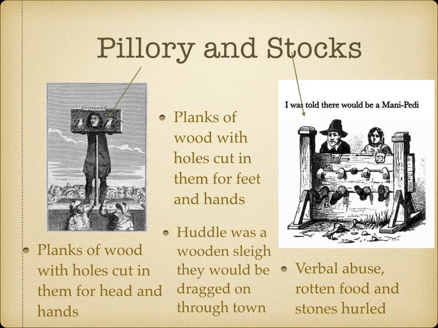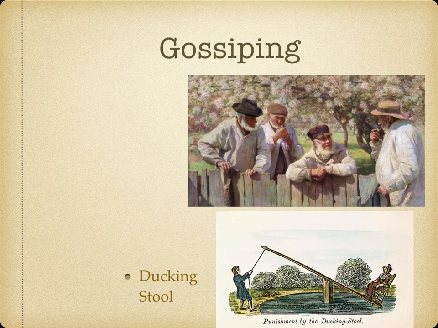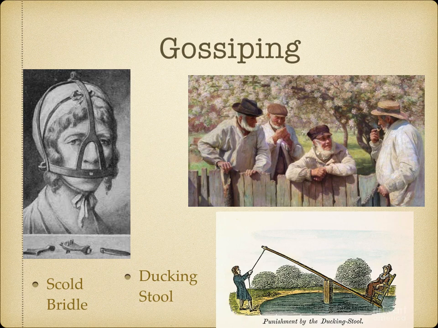Or you could be dragged along through the streets on a hurdle, which was this wooden sleigh, and they'd have to hold their bad product or their bad produce and face the public humiliation. There were also specific punishments if you were caught gossiping. This was seen as a sin, and they would sometimes be put in a thing called a ducking stool, like this, where they would be repeatedly lowered into the local river or pond, simulating drowning, which would be quite a frightening thing. They would also be forced to wear this device called a skull bridle to prevent them from talking.